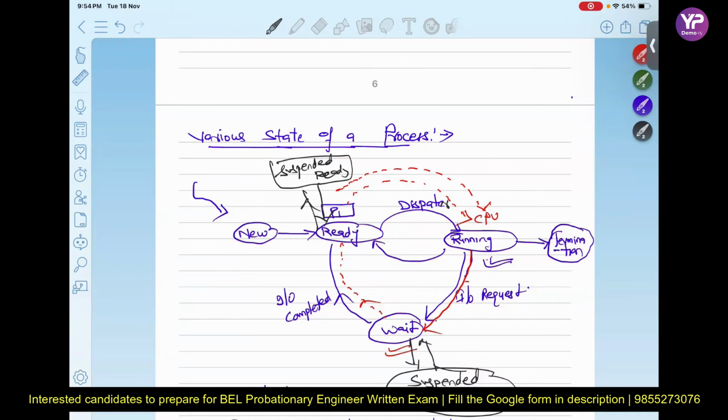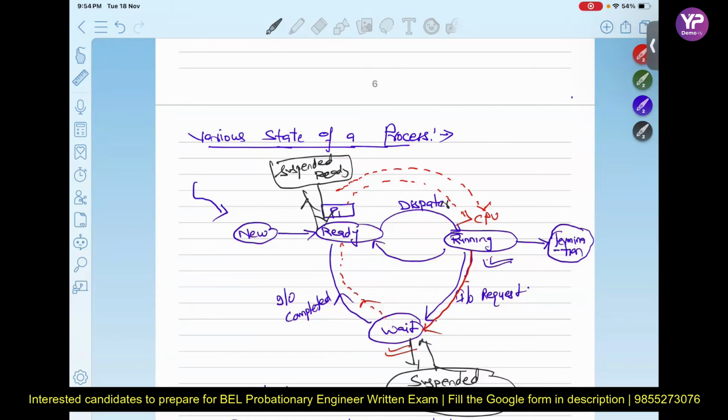So, my dear students, we know that in the ready state, we have the ready queue. Now, in the ready queue, we have multiple processes which are waiting for the CPU. Means they are ready to execute.